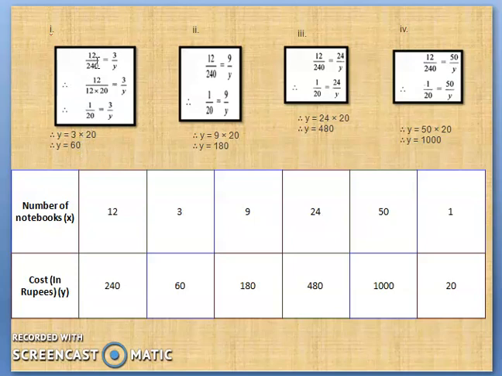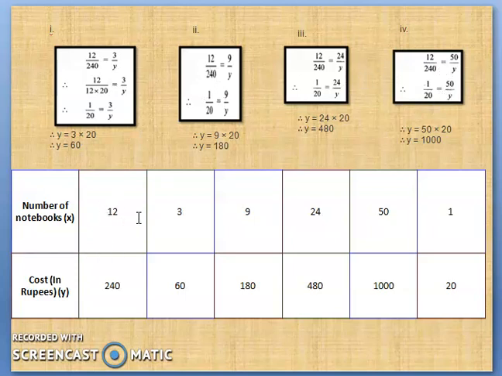So, here 12 upon 240 will be equal to 3 upon y. So, y will be equal to what here? Cross multiply it, and after cross multiplying, what value are we getting? 1 upon 20 equals 3 upon y. So, 3 upon y means y will be equal to 3 multiplied by 20. So, y equals 60. In a similar way, you will work out the other values also.